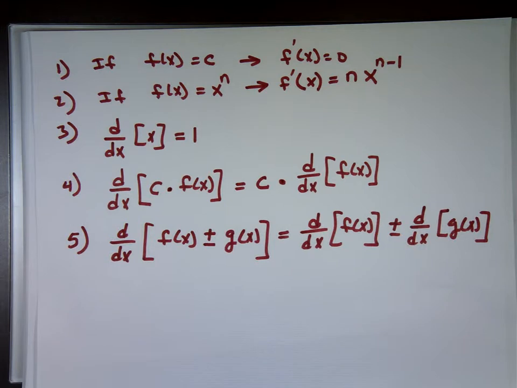If you have a fraction, you can't do that. The derivative of f over g is not the derivative of f over the derivative of g. It doesn't work that way. The same thing with multiplication. If you have something times another one, you can't take the derivative of the first times the derivative of the second. It only works if it's addition or subtraction.